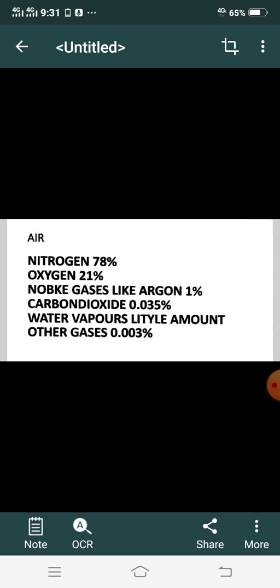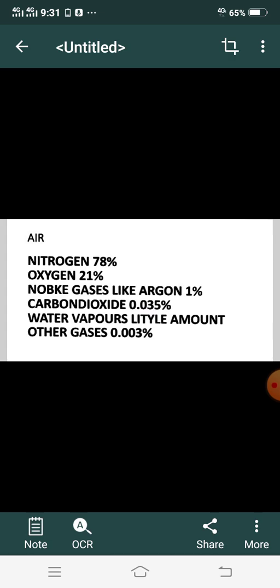The most important and abundant gas which is present in air is nitrogen, which covers almost 78%. By percent, it means that if we divide the whole air into 100 equal parts, 78 parts are just of nitrogen. The second important and main gas in air is oxygen, and it covers 21% of total volume. Now the noble gases like argon have a 1% share.